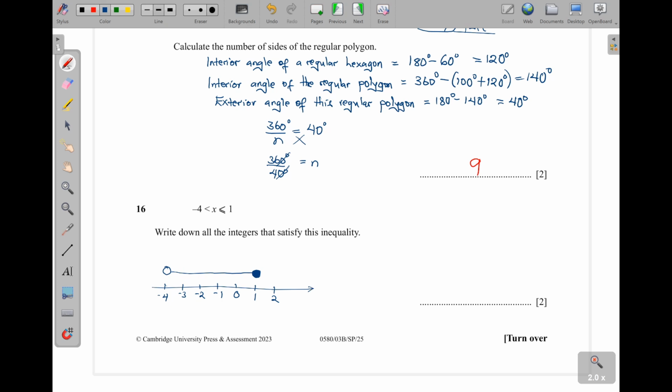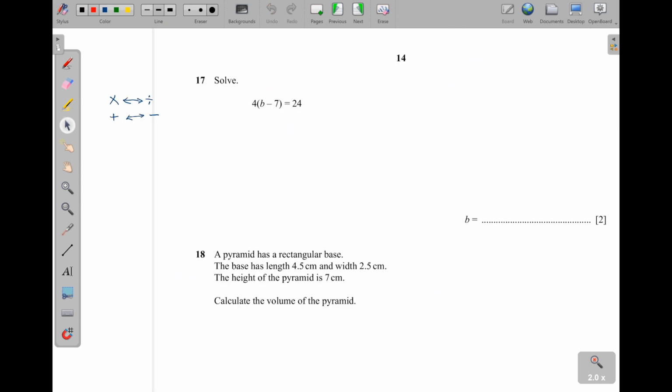Now, these are the integers in between there. Remember, -4 is not inclusive. Check this sign here. So we shall have -3, -2, -1, 0, and 1. Those will be 1. So that is that. And since they are 5, that means 3 must be correct for you to get 1 mark. Okay. Number 17.